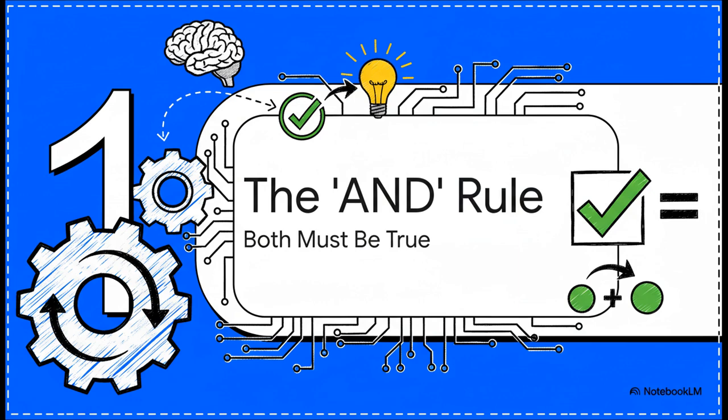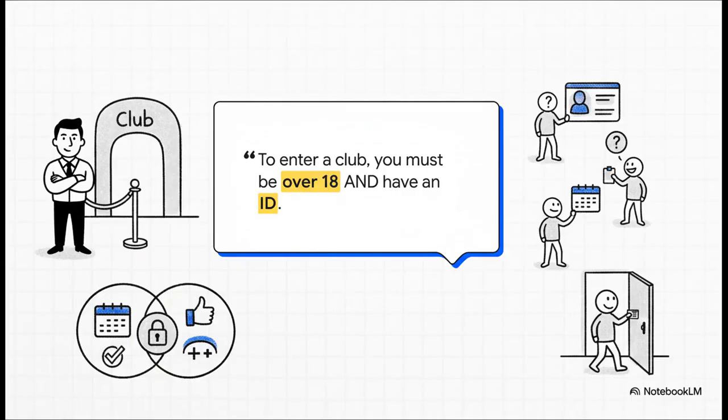Okay, so let's start with the first one, which is kind of the strictest of the bunch. It's the AND rule. And the key thing to remember here, the only thing, is that for the final answer to be true, absolutely everything has to be true. No exceptions. And this is the perfect example, right? The club bouncer. Think about it. You could be 25, but if you forgot your ID, sorry, you're not getting in. Or you could have a perfectly valid ID, but if you're only 17, again, not getting in. Both things have to be true. You have to be over 18, and you have to have your ID.